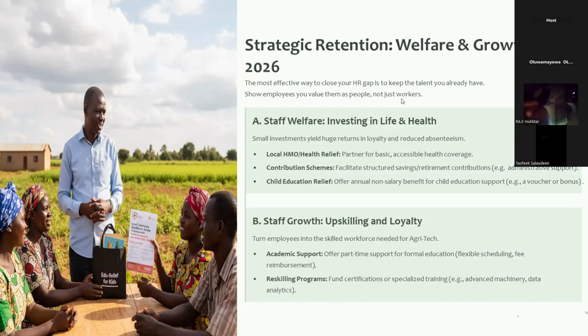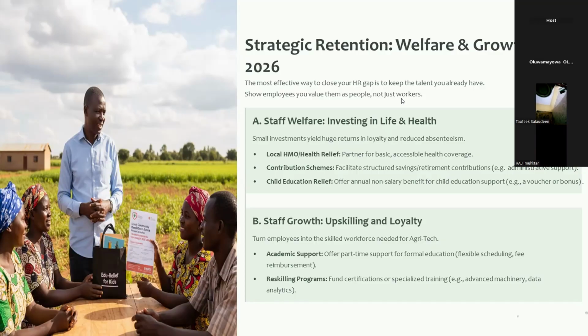There is what we call child education relief also. You can offer an annual non-salary benefit for child education. Most of your agribusiness laborers, probably the child is going to a government school that only needs a development levy. And if he knows that, oh, by September my MD or CEO is going to release 30,000 naira for me, at least that will cover all the developmental levy for my 3 children in school. And of course, with that, I can buy 1 or 2 textbooks and they will have a better life. Then they will be so ready to be loyal to you. They will work for you. So this is part of some strategic retention that we can use on part A.